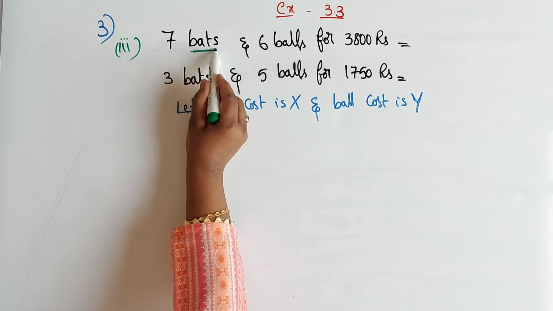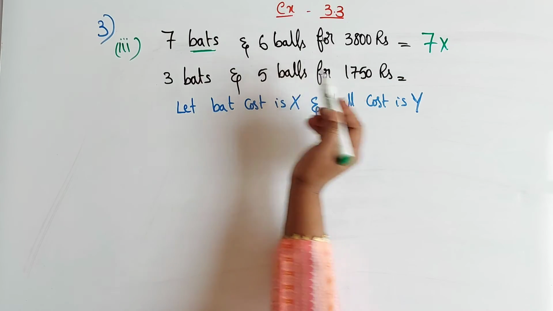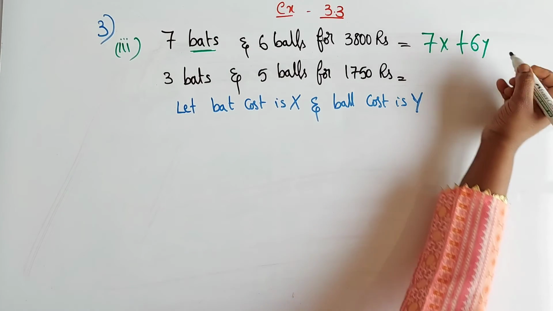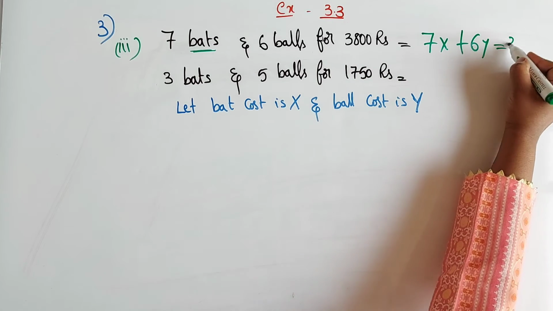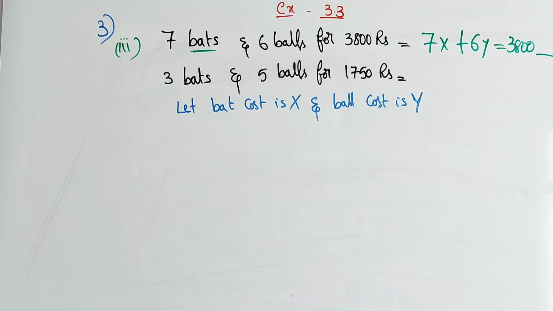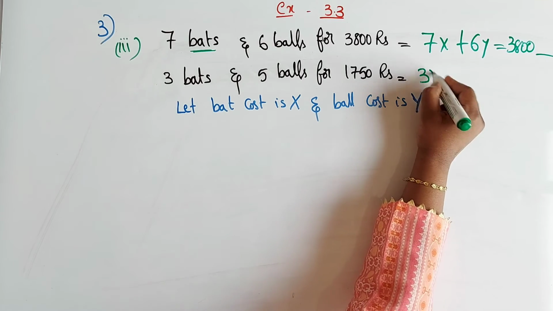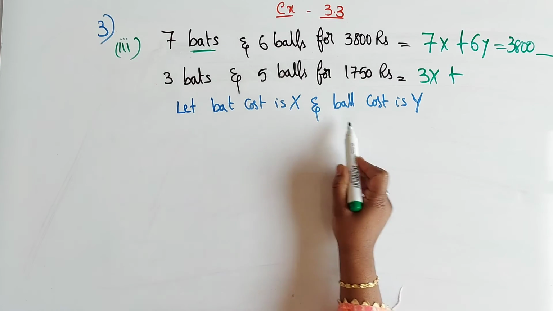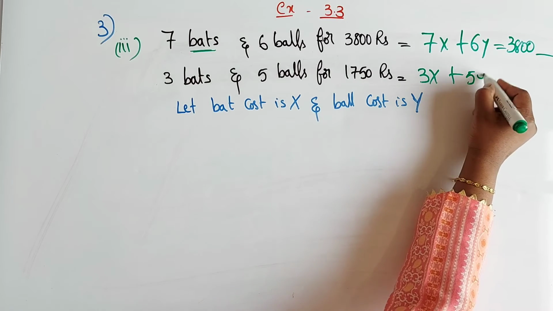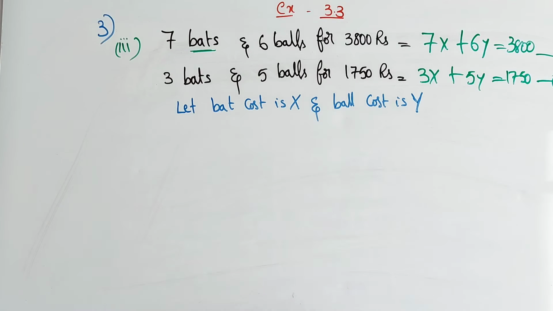Here they took 7 bats. That means 7x, and 6 balls, plus 6y, equal to the cost, 3,800 rupees, children. This is equation 1. Now second one, 3 bats. Bat means x, right? 3 into x, 3x, plus 5 balls, 5 into y, 5y equal to 1,750 rupees. This is the second equation, children. Now we have the equations. We have to solve by the substitution method.